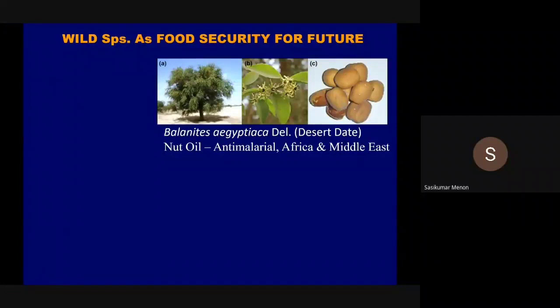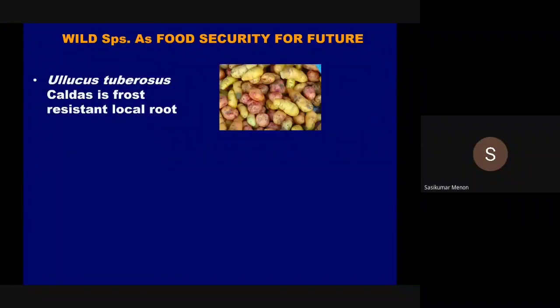Similarly, if you look at this particular local root, which is again an African root found in Ghana and a lot of areas, the tribals and local communities eat this. This is supposed to be the alternative for our potato. The taste is good, and people have started cultivating it, and in some countries they are even enhancing the production of this as an alternative to potato.